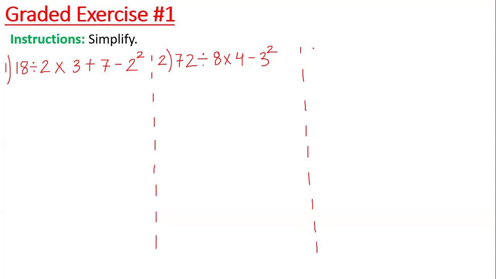And then number 3, let's say we have 28 divided by 4 multiplied by 5, minus, let's say multiplied by 8, minus 4 squared. Yeah, let's do it like that.